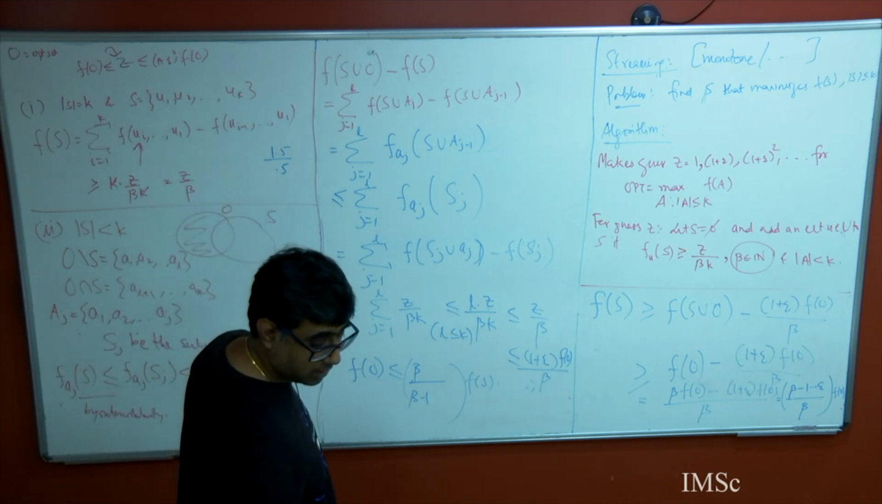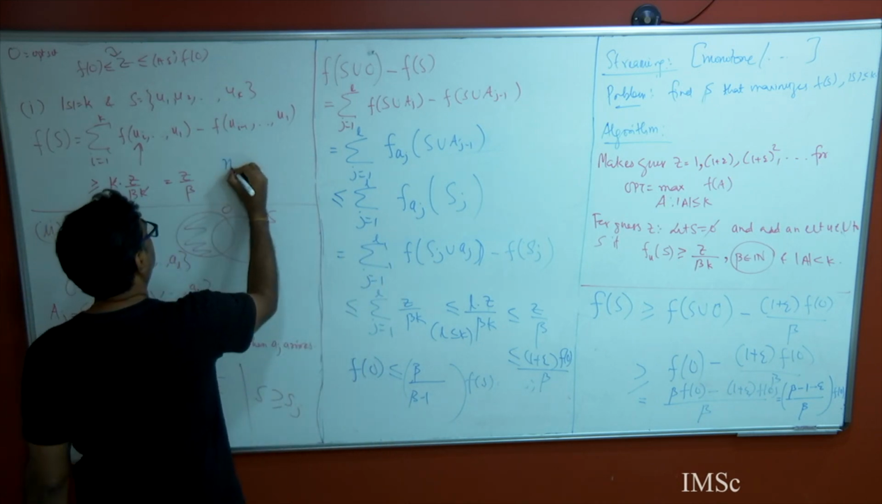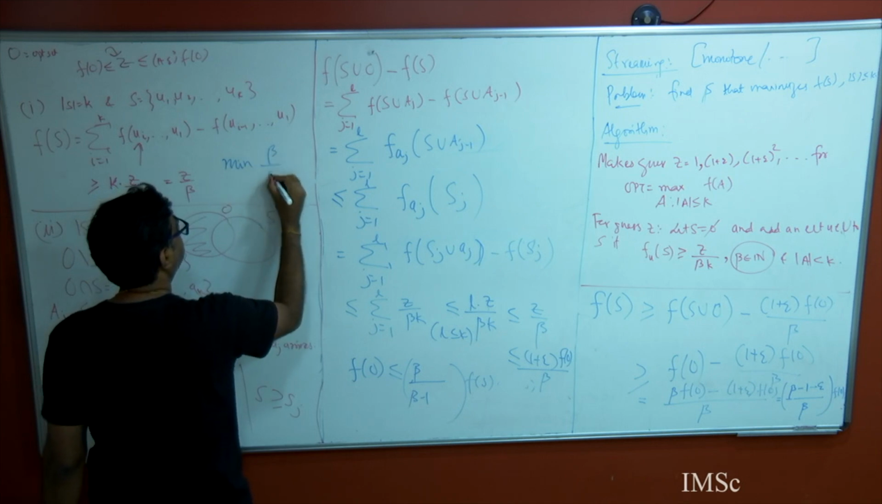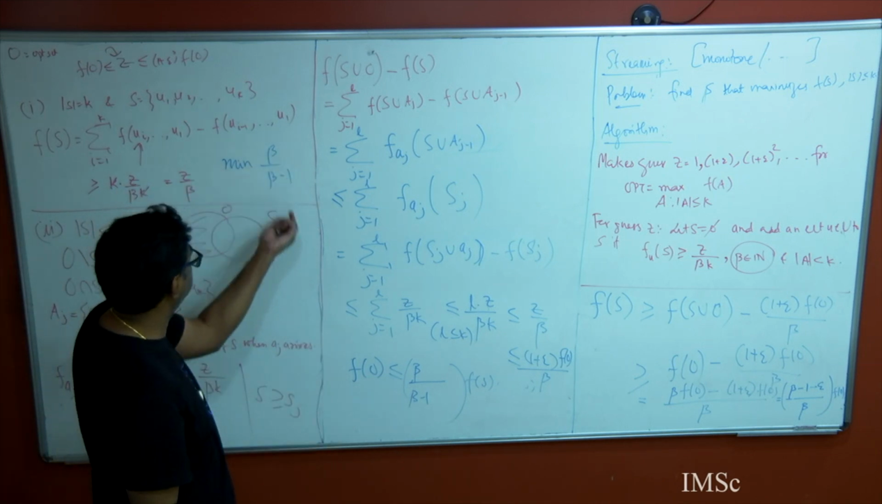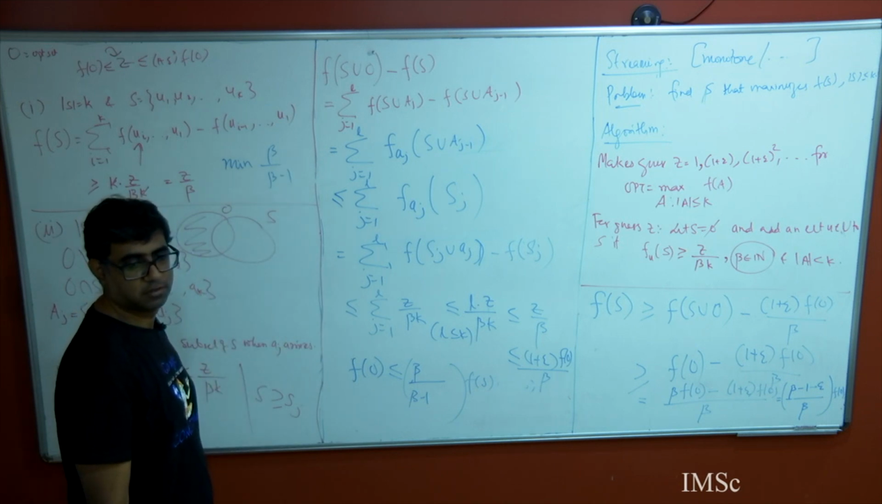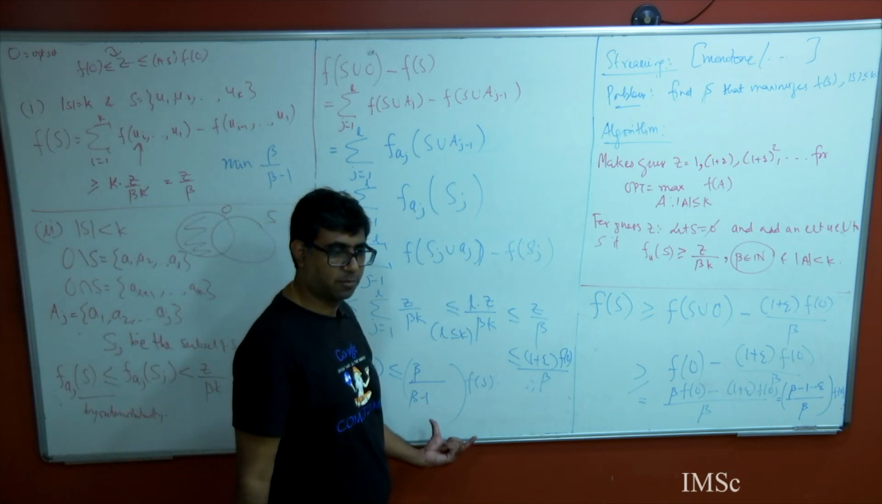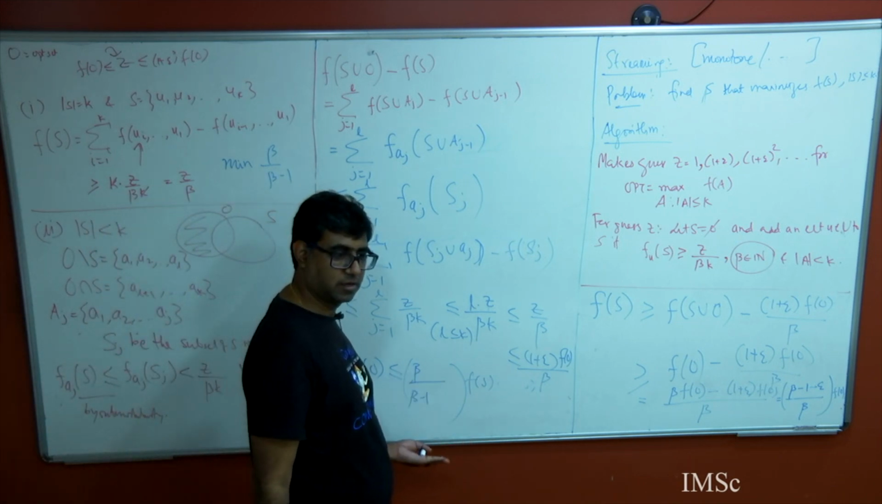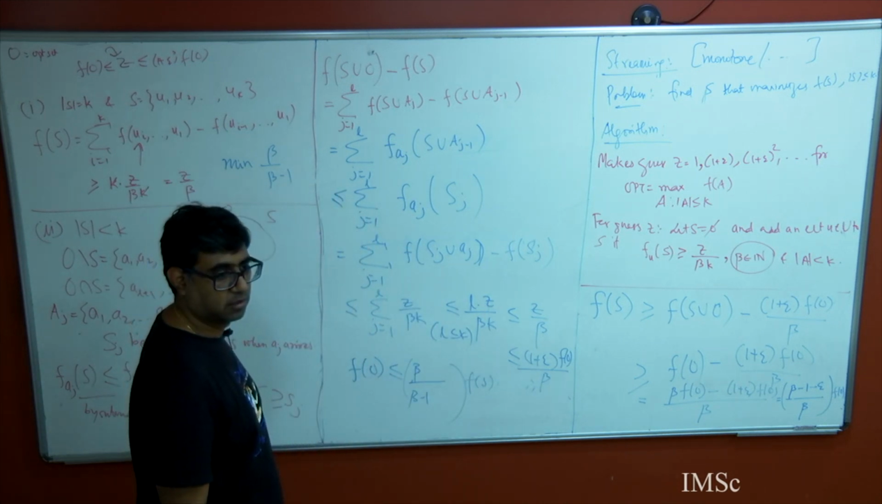So basically, the question is: minimize beta by beta minus 1. This is what I would like to do. I want to minimize this ratio, right? So when will it be minimized? Look, if I want to get the best approximation, I should minimize this, right? Forget about epsilon for now.